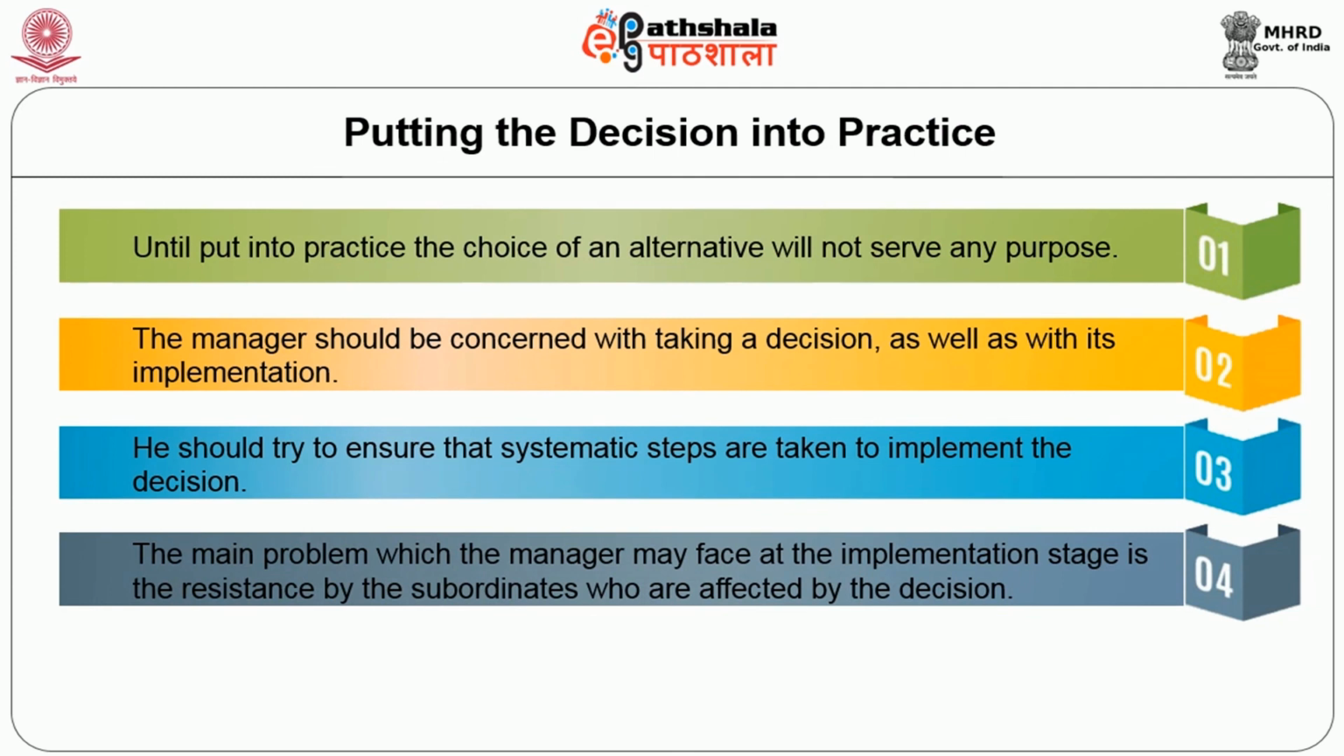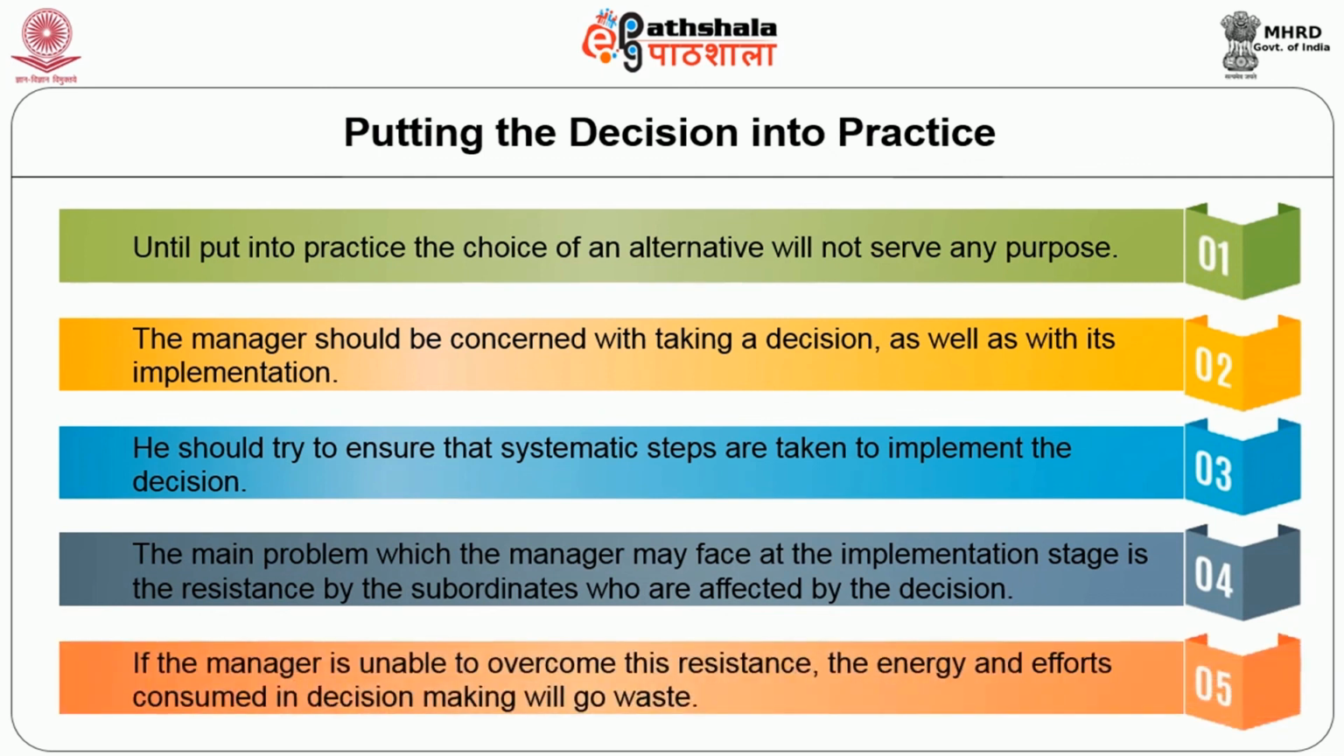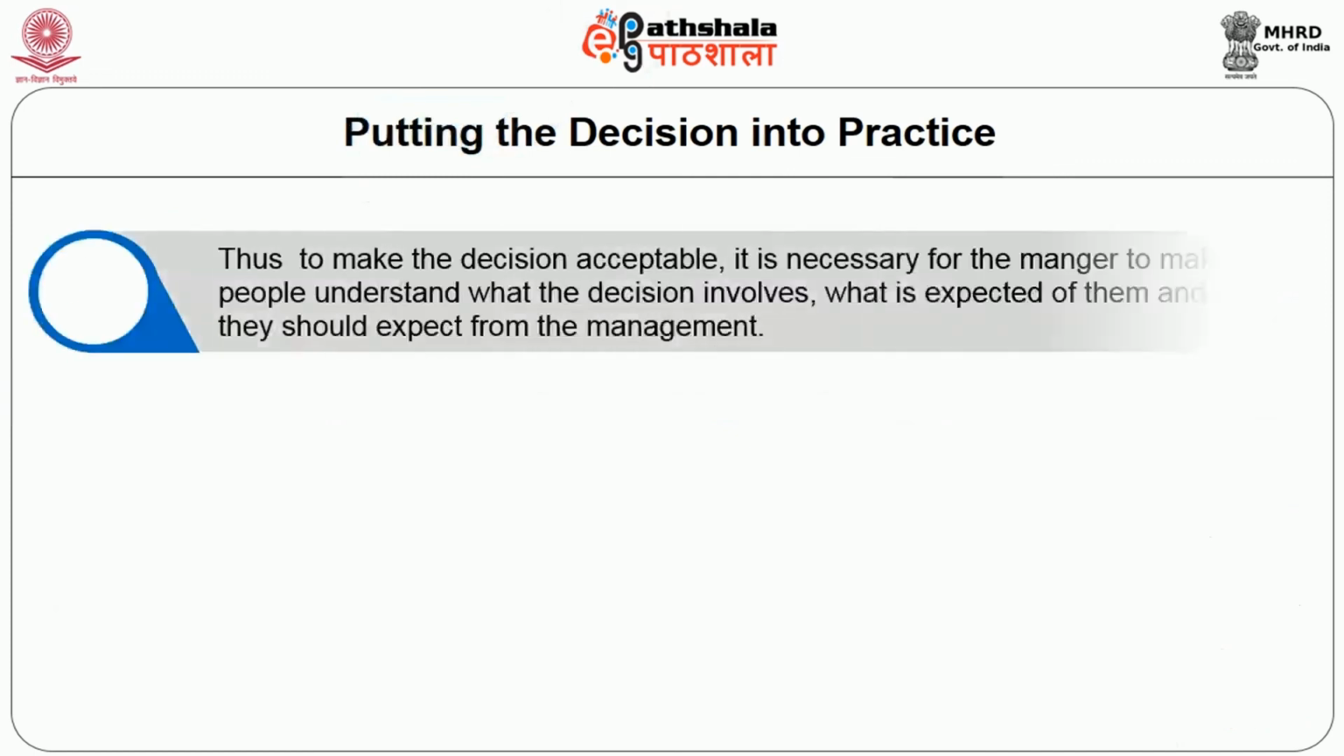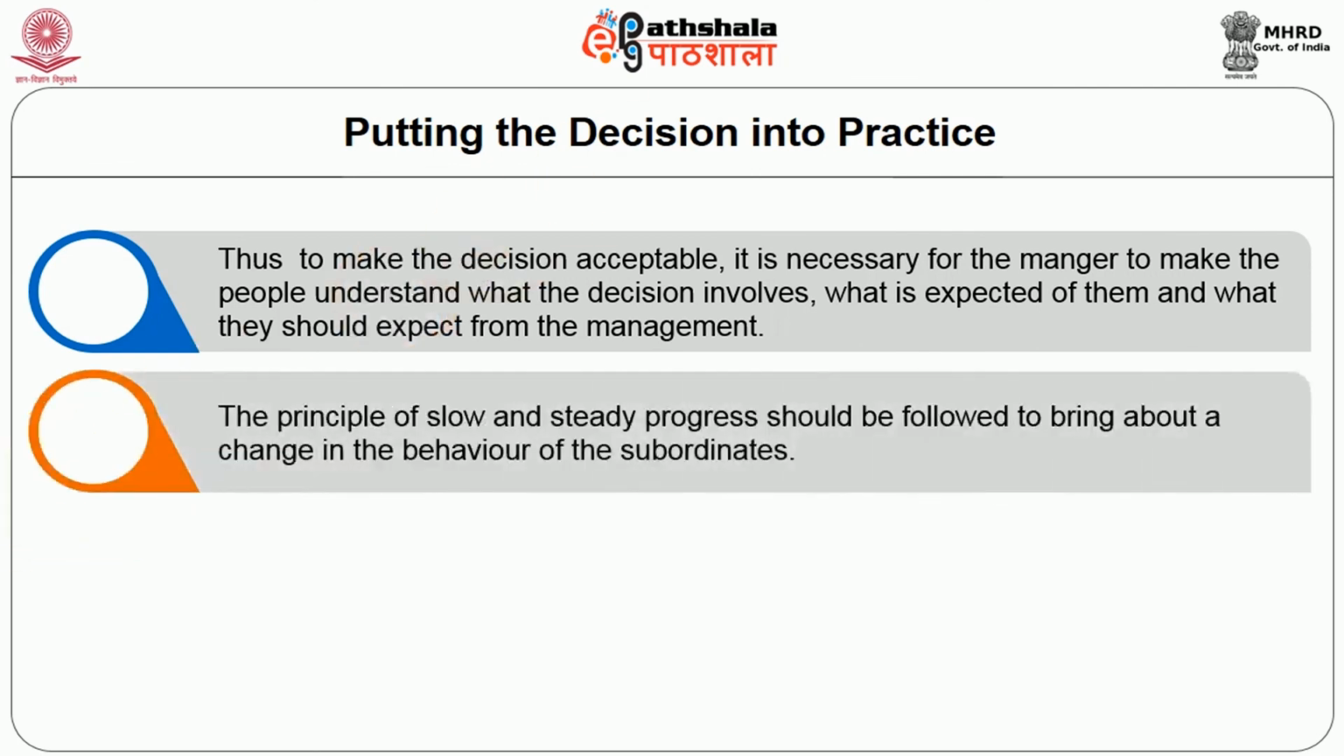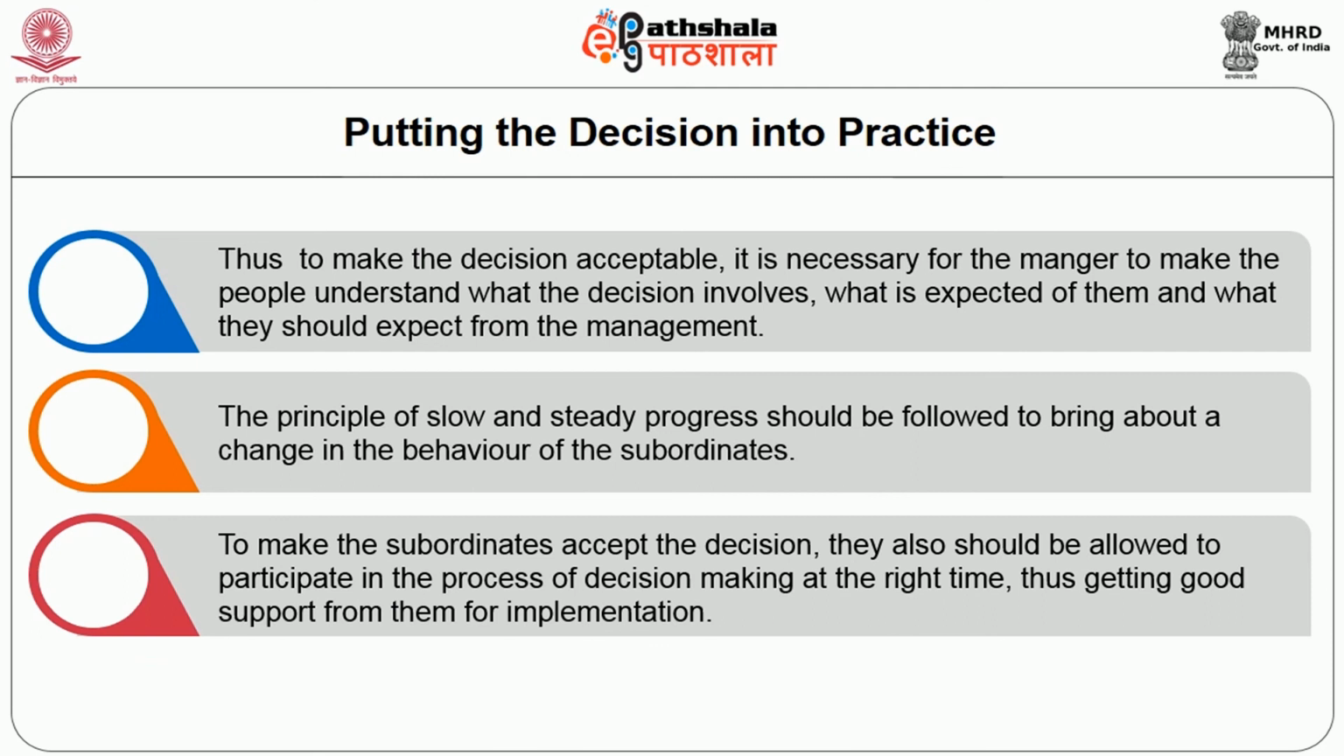The main problem which he could face is the resistance by his subordinates who are affected by the decision. In case the manager is unable to overcome this resistance, then the energy and efforts consumed by him will go waste. Thus, to make the decision acceptable, it is necessary for the manager to make the people understand what the decision involves, what is expected from them, and what they should expect from the management. The principle of slow and steady progress should be followed to bring about a change in the behavior of the subordinates. To make the subordinates accept the decision, they should be allowed to participate in the process of decision making at the right time. Thus, the managers will get a good support for implementation too.